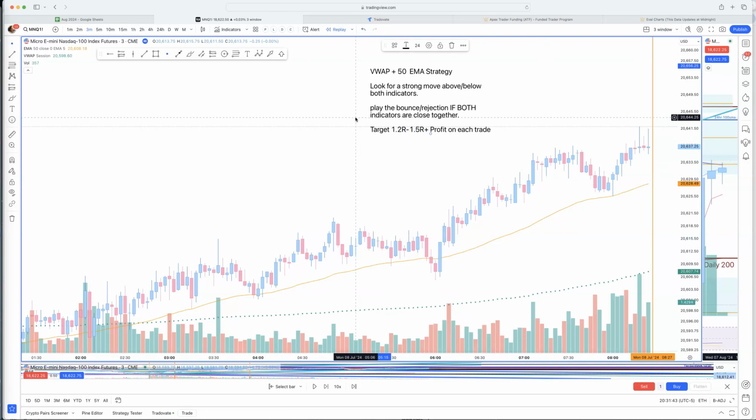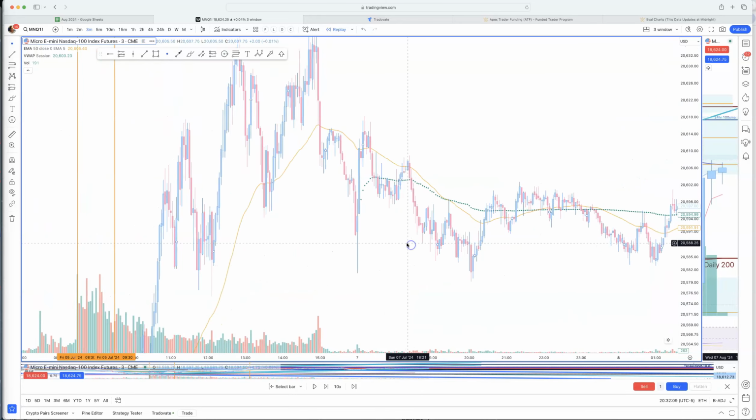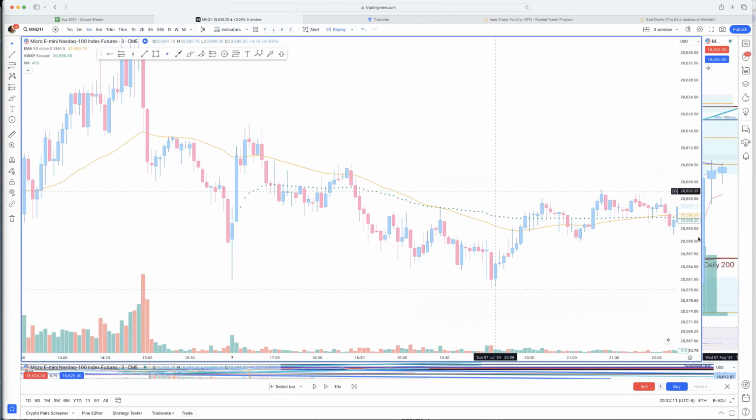So just real quick, the way we do this is we obviously have the VWAP and the 50 EMA on your chart. You are looking for a strong move above or below both indicators, and you play the bounce or rejection if both indicators are close together. So just really fast, here's an example of a short you would do.